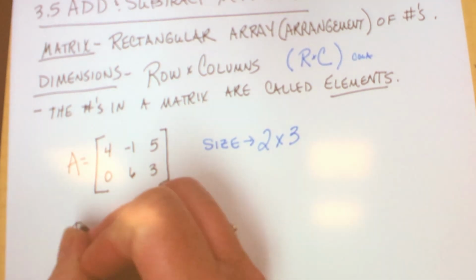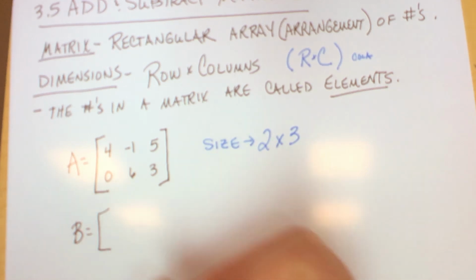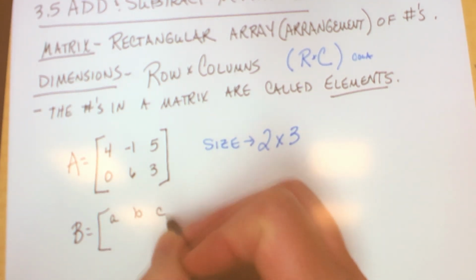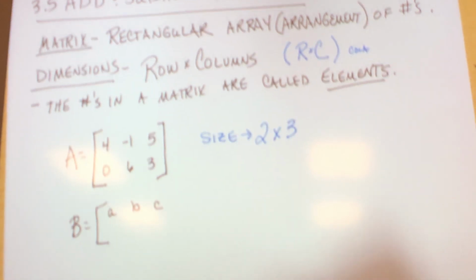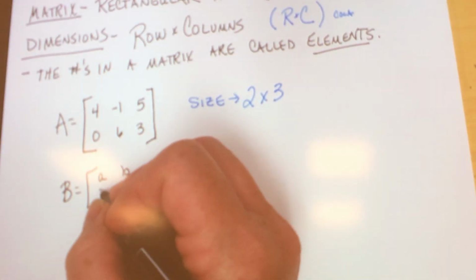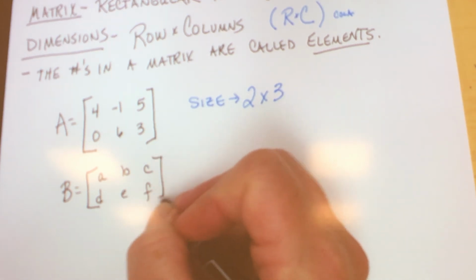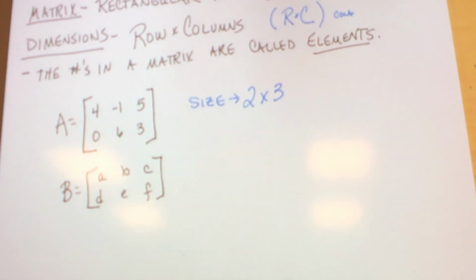Are you ready? This is matrix B. The first row is A, B, C. The second row is, guess what? D, E, F. Why you gotta put letters in there? It's still a 2 by 3. It is still a 2 by 3.